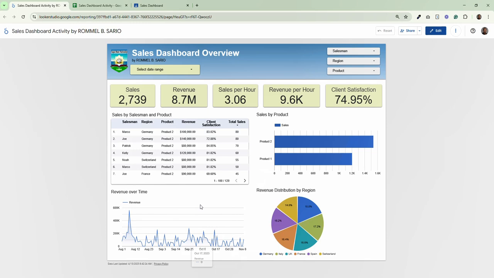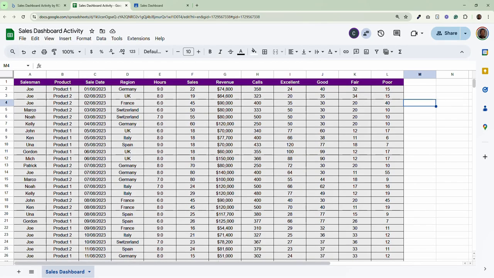So as you work on this task, think of yourself as a sales analyst preparing a report for your manager or even the CEO. So let's get started. Now that we understand the purpose of this activity, let's take a closer look at the sales dashboard spreadsheet file you will be working with.